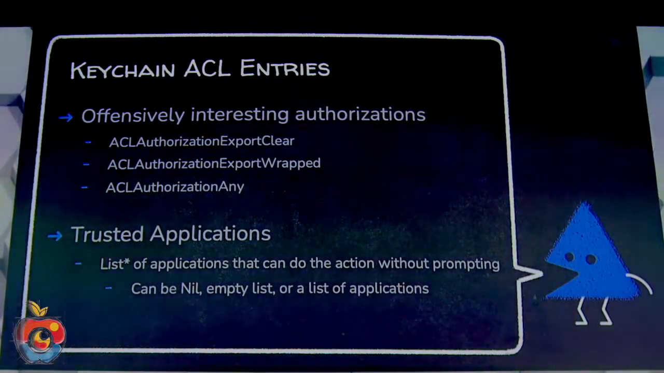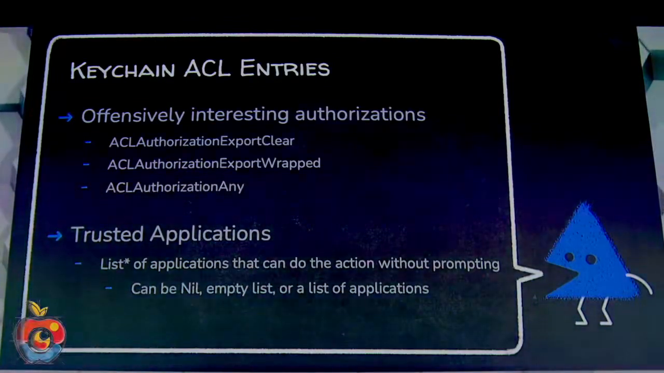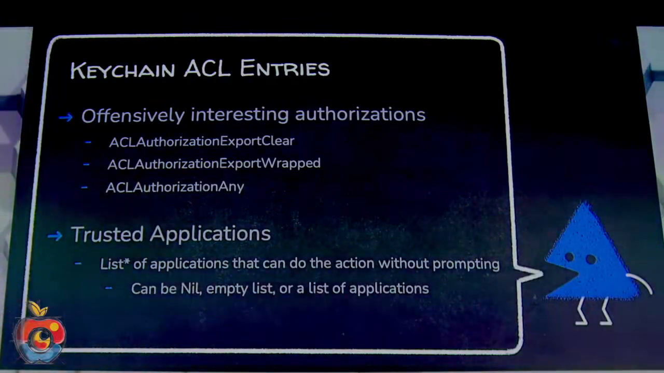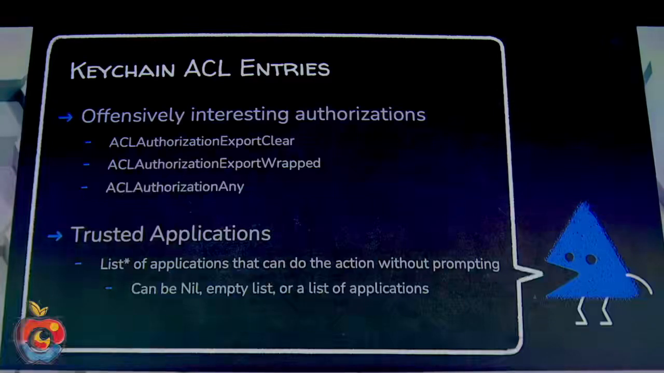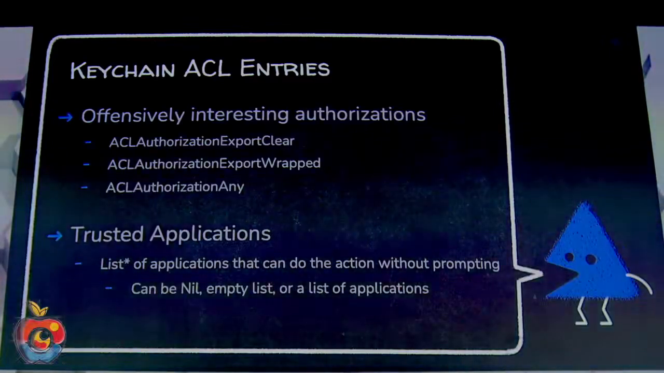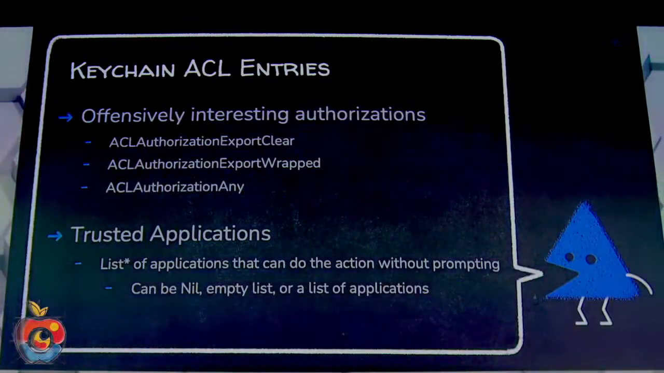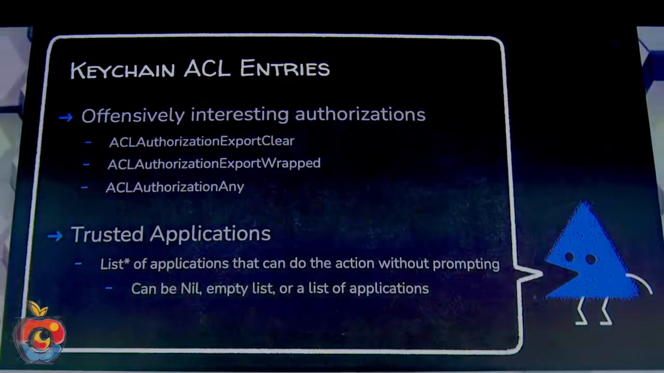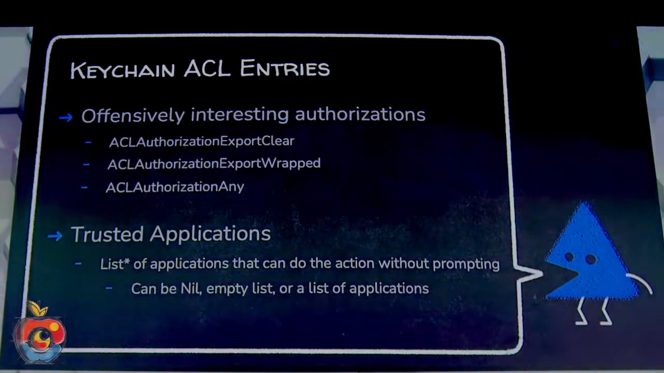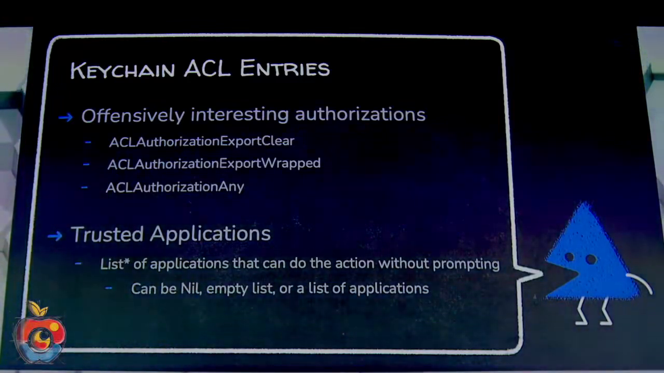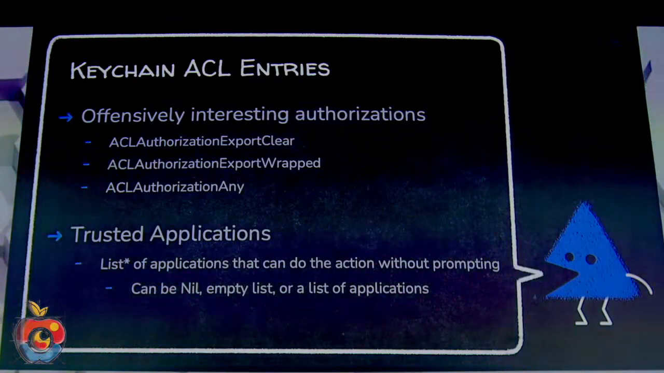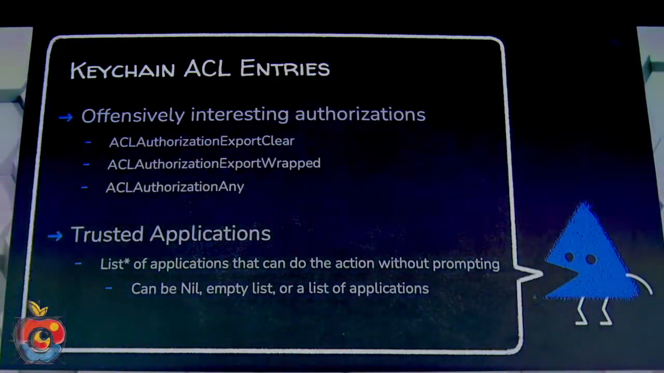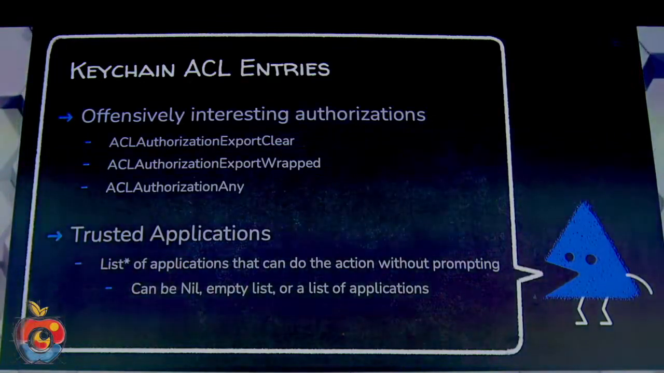So in addition to this, like I mentioned, you have this set of operations, and you have a set of who can do it. This is a list of trusted applications, and it can be one of three things. You either have nil, a null, nothing here, which means everybody is trusted. Every application can do these operations. It is an empty list, which means that nobody is trusted. No application can get this data and do these things. Or it is a list with at least one application in it. Those are the three scenarios that go in there.